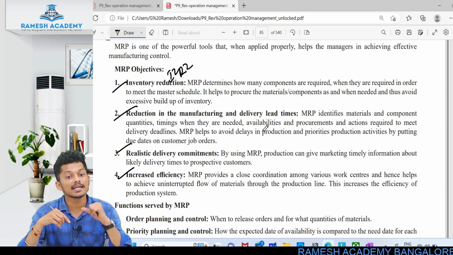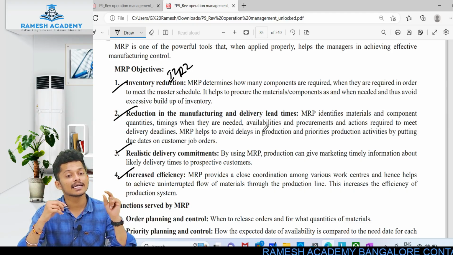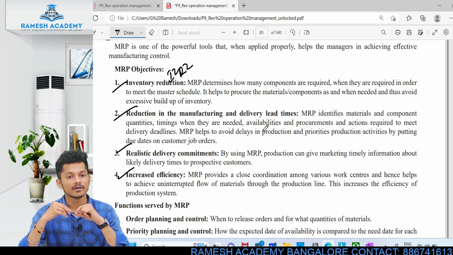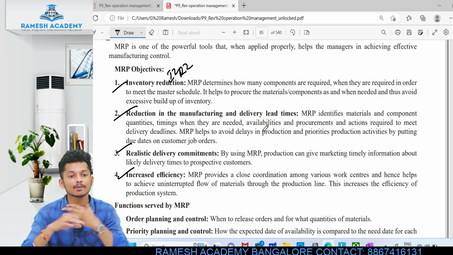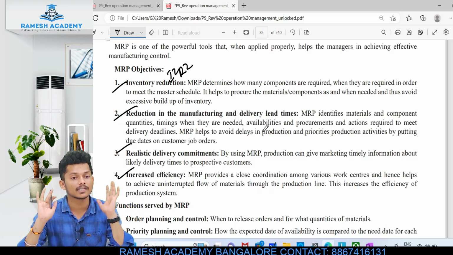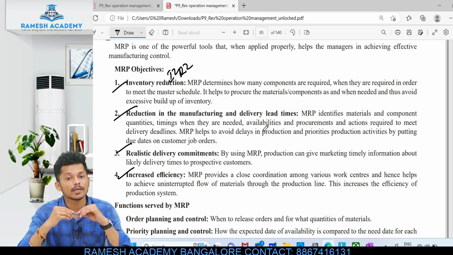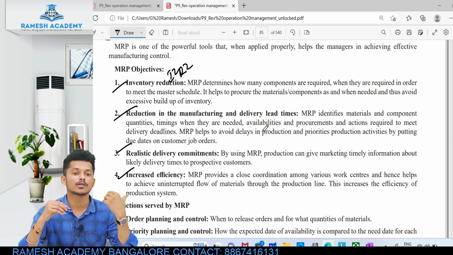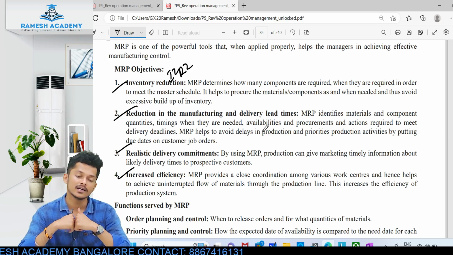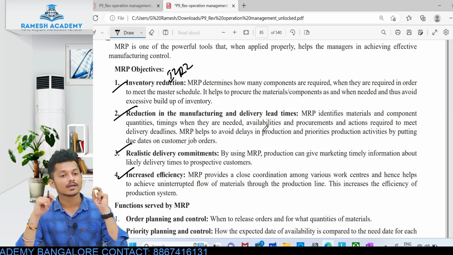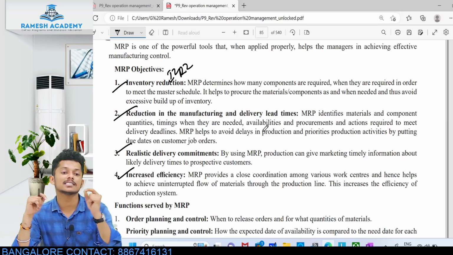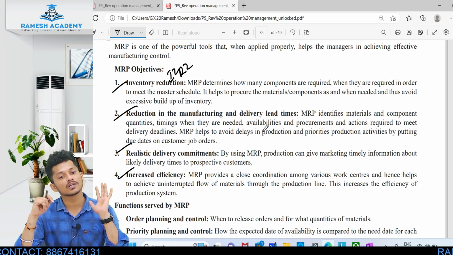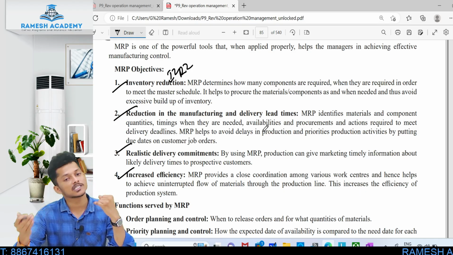Okay. Next, realistic delivery commitment. Being realistic is practical and apt right now, correct? Without being realistic, if you play like a drama type, it won't work out in corporates, I'm telling you. By using MRP, production can give marketing timely information about the likely delivery time to prospective customers. So easy, right? MRP is an information system that plans and controls the manufacturing operations. It is highly useful in determining the issuing of purchase or sale orders.